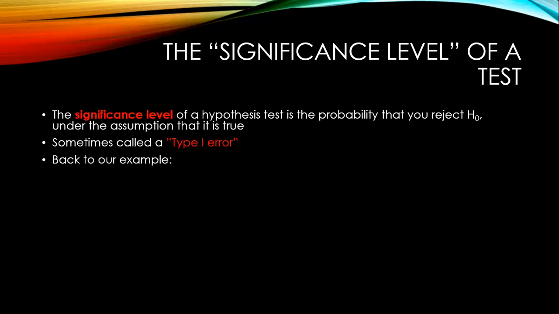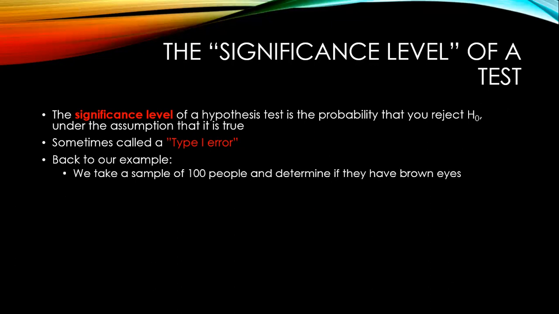So going back to the example, okay, so remember, we're going to take a sample of 100 people in our town, and we're going to determine if they have brown eyes. So let's think about this. We're going to count the number of brown-eyed people. So we'll define, quote, success to be identifying someone with brown eyes. Okay, so a successful result would be someone has brown eyes.